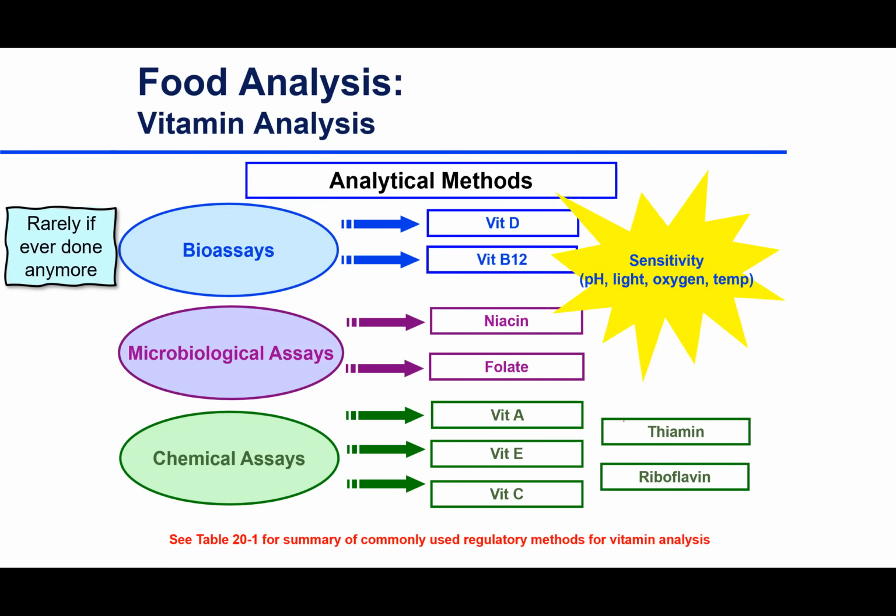So there are three general categories that people have created to classify the approaches to analyzing for vitamins. And the first one, bioassays. What a bioassay is, like its name implies, is that you're using a live organism, not a microbe, that's a different thing, but like a mammalian system to try and determine the amount of something. Now, in the early days, this is all they had. This is the only test they could do. And so that's what they developed.